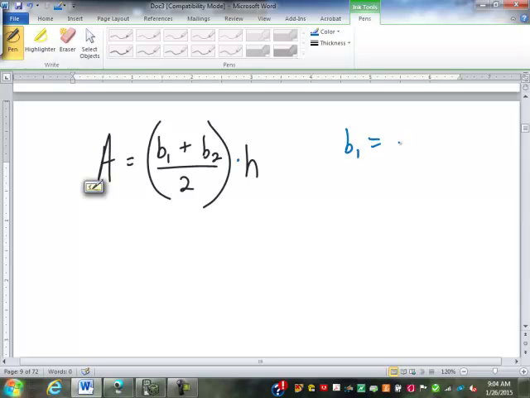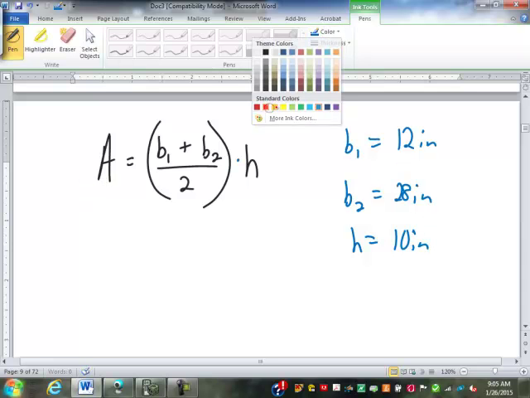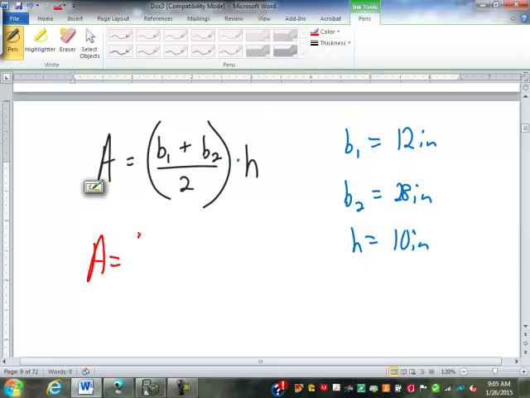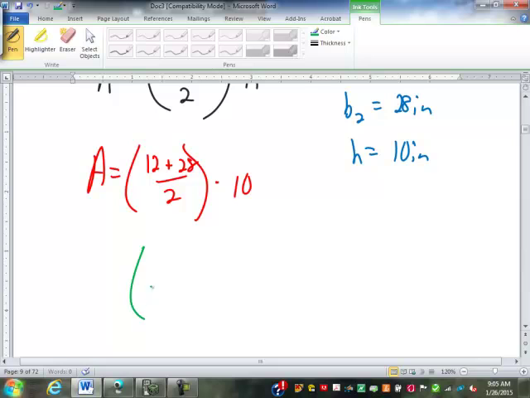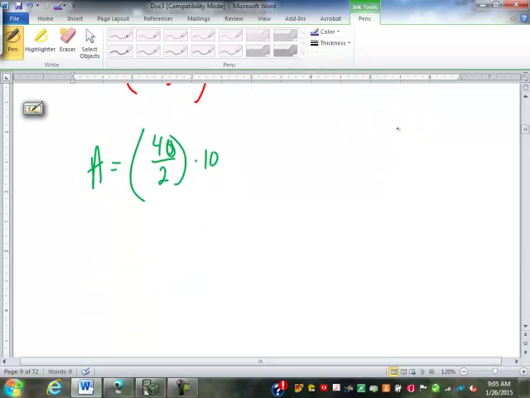So let's say that B1 is 12 inches, B2 is 28 inches, and your height is 10 inches. So we're going to plug things in here. 12 plus 28 over 2 times 10. What do we have to do first here? 12 plus 28, which is 40. Then what? Divide by 2. 40 divided by 2 is 20 times 10 is 200.